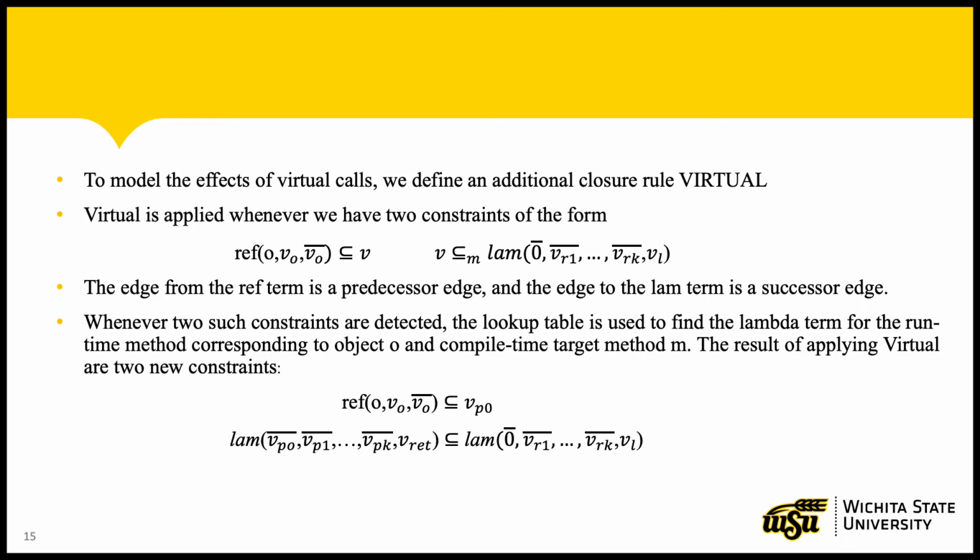To model the effects of virtual calls, we define an additional closure rule called Virtual. Virtual is applied whenever we have two constraints of the form shown here, where the edge from the reference term is a predecessor edge and the edge to the lambda term is a successor edge. Whenever two such constraints are detected, the lookup table is used to find the lambda term for the runtime method corresponding to the object O and the compile-time target method M. The result of applying Virtual is two new constraints, obtained as shown here.